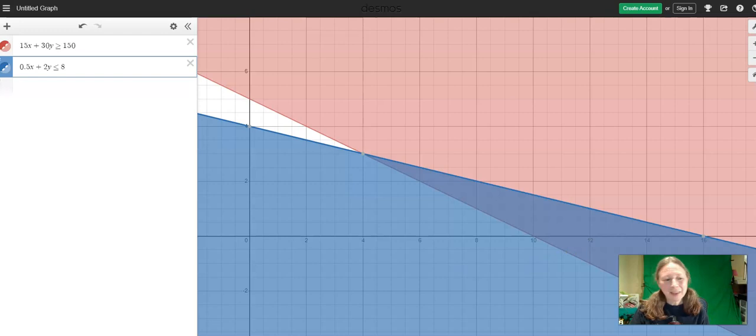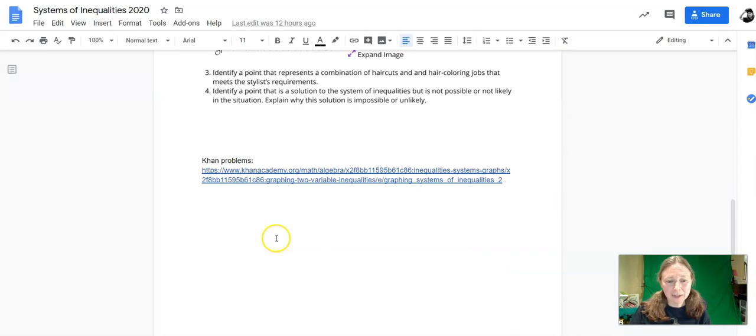The problem set that goes with this is a set of Khan Academy problems. It has you look at systems of inequalities and then create graphs of them and match the graphs with the system. So I think it was a pretty good problem set, and I hope you enjoy it.